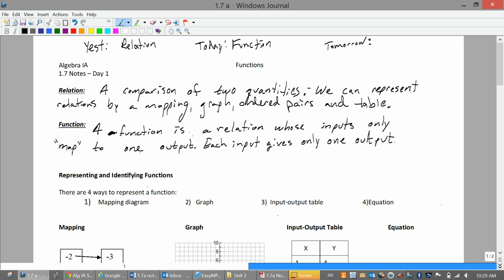What's almost a synonym for an input? It starts with a D. Almost a synonym is domain, the domain for inputs. For outputs, an almost synonym is the range values. The set of all inputs is called the domain. The set of all outputs is called the range.